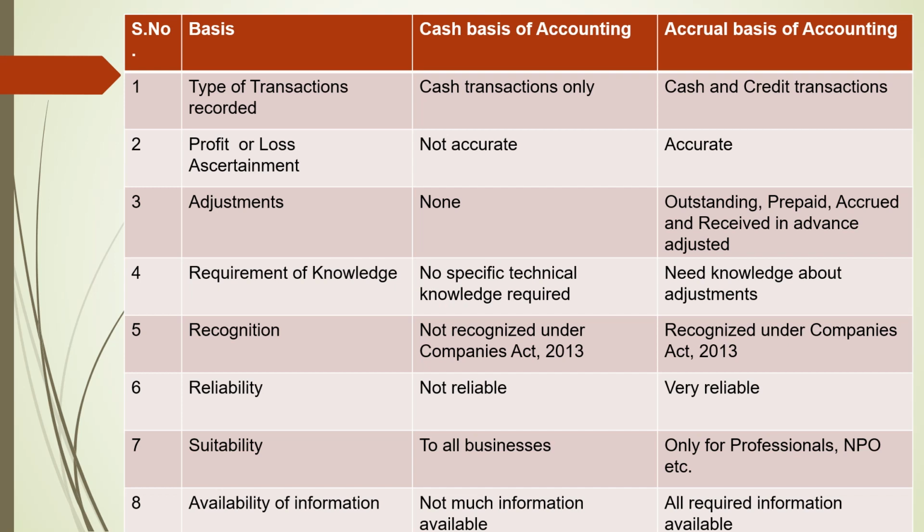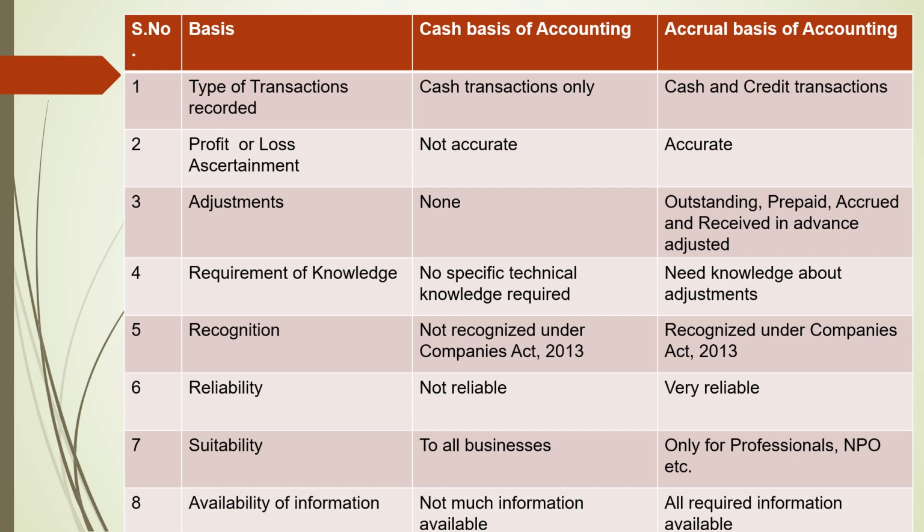But when you're following accrual base of accounting, you need knowledge about the adjustments. You should understand what you mean by outstanding expense, prepaid expense, accrued income, received in advance. You have to provide for depreciation, which is non-cash expense. So a knowledge about adjustments is a must when you're following accrual base of accounting, because all those are going to get adjusted and only related to the current year items are going to be used in ascertaining the income.